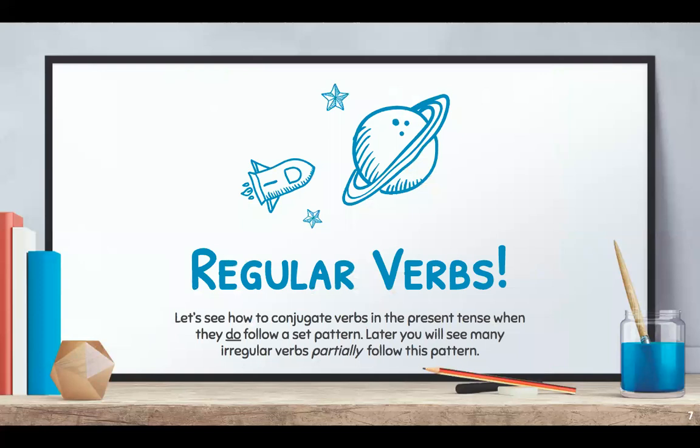Okay, now let's move on to regular verbs in the present tense. We're going to see how to conjugate these. They do follow a set pattern. There are many irregular verbs in Spanish, but there are quite a number of regular verbs as well. And you'll also see irregular verbs partially follow this pattern.